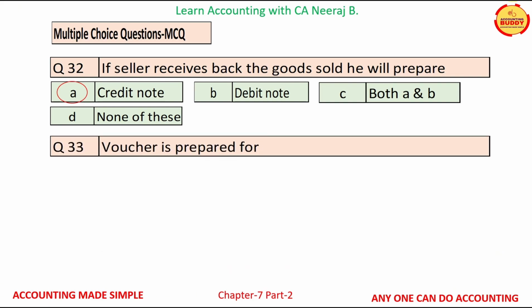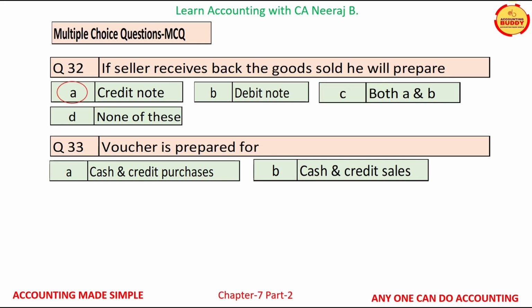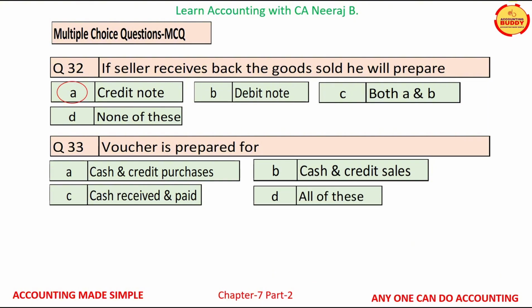Question number 33 is, voucher is prepared for, and the options available are option A cash and credit purchases, option B cash and credit sales, option C cash received and paid, and option D all of these. And the correct answer is option D, all of these. In all these kinds of business transactions, the vouchers are always prepared.